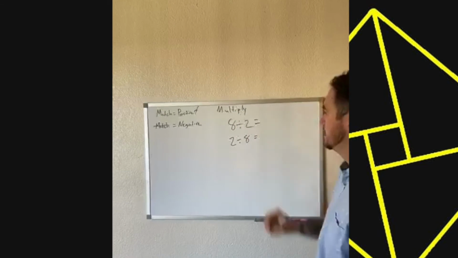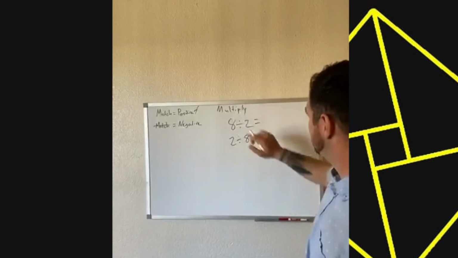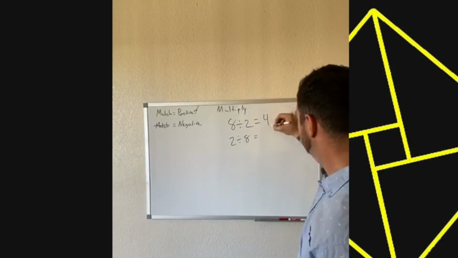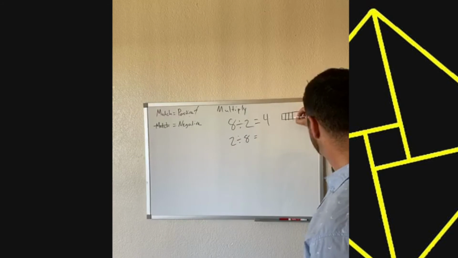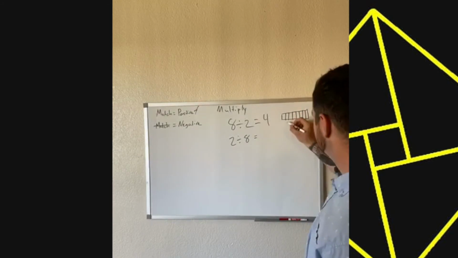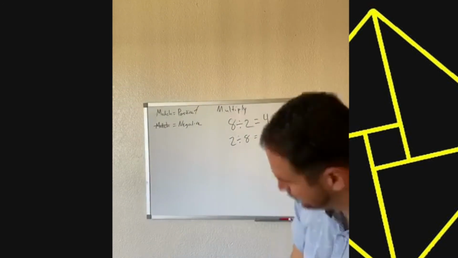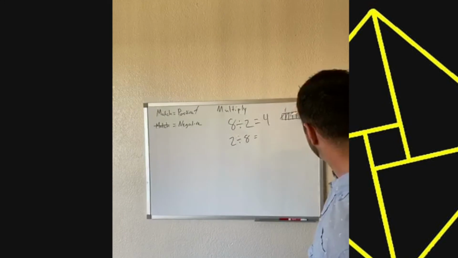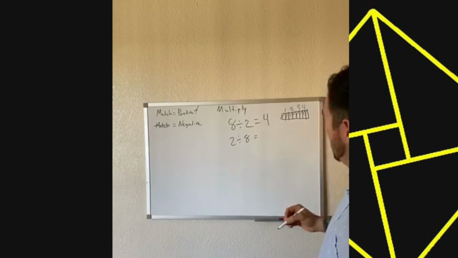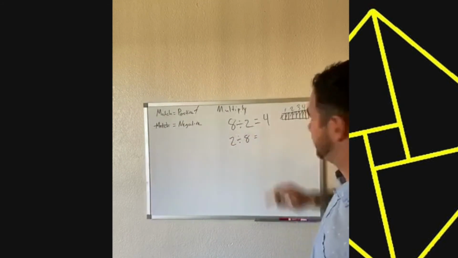Now, if you're super advanced, you already know that 2 fits into 8 4 times. What you can do is you can draw 8, 2, 3, 4, 5, 6, 7, 8. 8 shapes, and see how many times 2 boxes will fit in. So there's 2, that's 1. There's 2, that's 2. There's 2, that's 3. And there's 2, that's 4. Because these two match, it's going to be a positive 4.